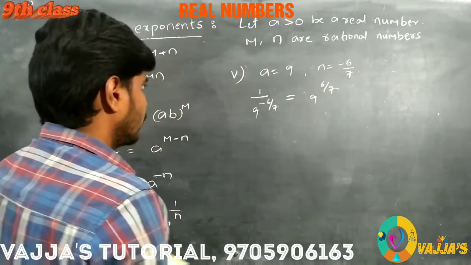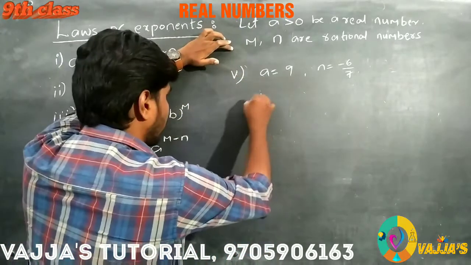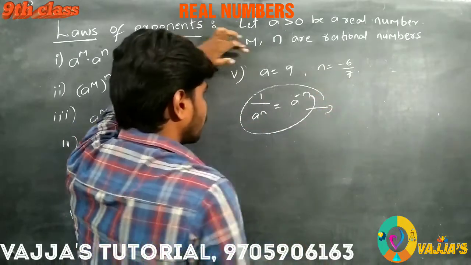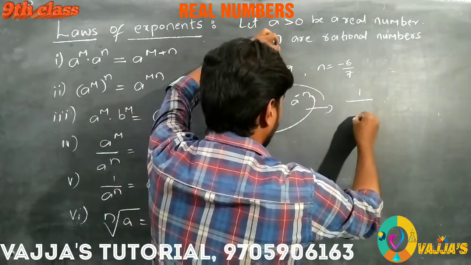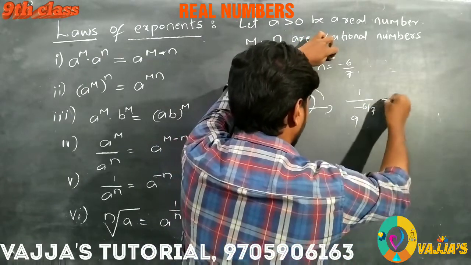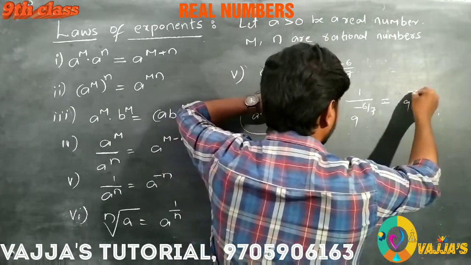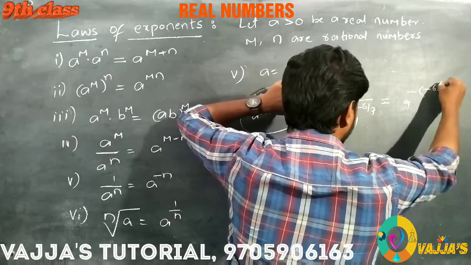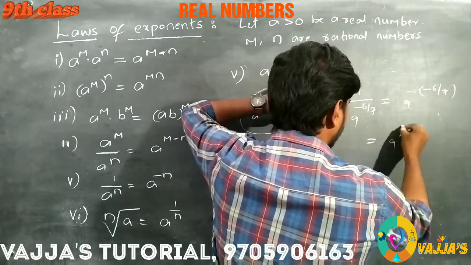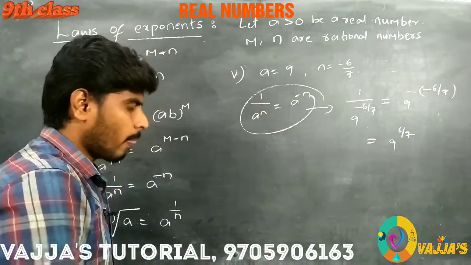Look here. Replace the a value once again. What is the formula? 1 by a power n equals a power minus n. I am going to apply it here, so a equals 9. So 1 by 9 power n, where n is minus 6 by 7. What is the formula actually? A means 9, power minus the n value, minus 6 by 7. So minus into minus is plus, 6 by 7. It is 9 power 6 by 7.